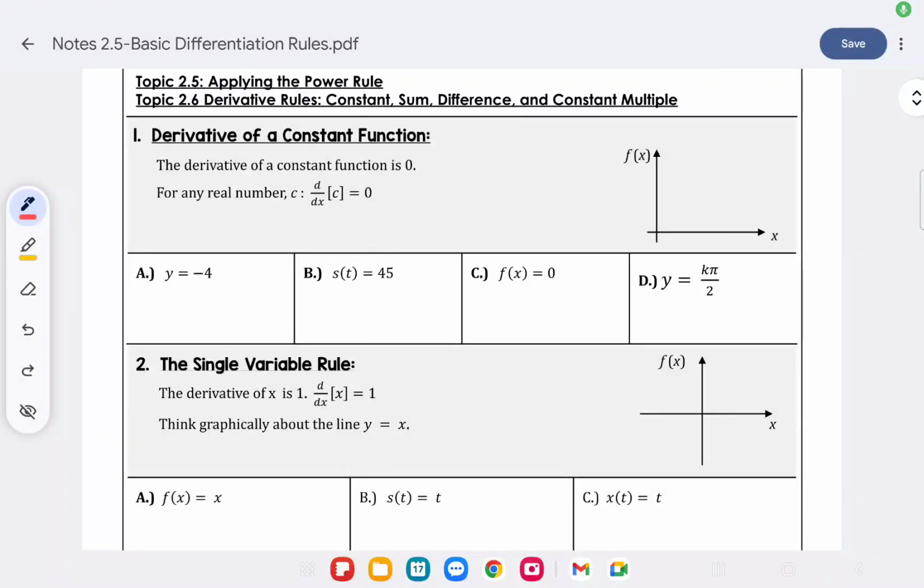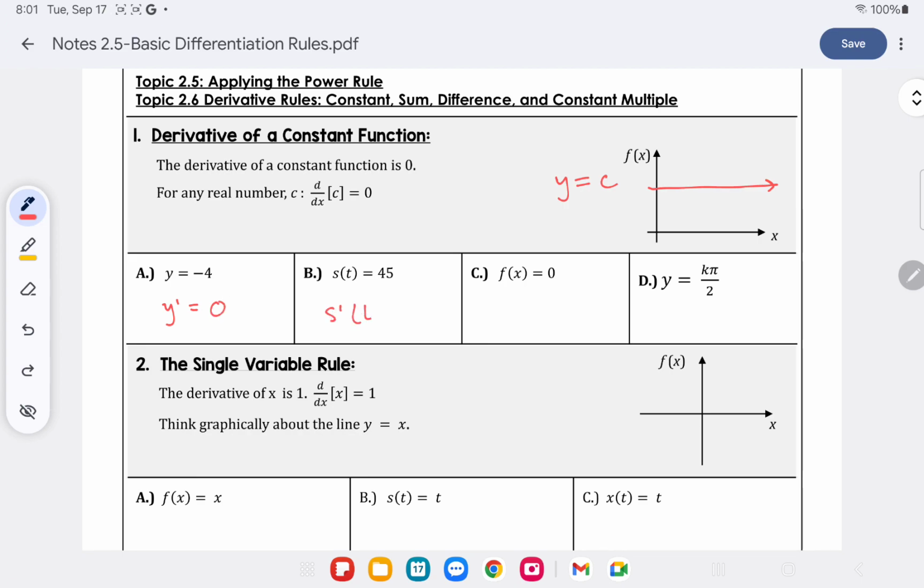Let's start by finding a derivative of a constant function. Remember, the graph of a constant function is just a horizontal line, so it'll take the form y equals some number. And because the slope of a constant function is always 0, whenever we take the derivative of a constant function, we're always going to get 0.